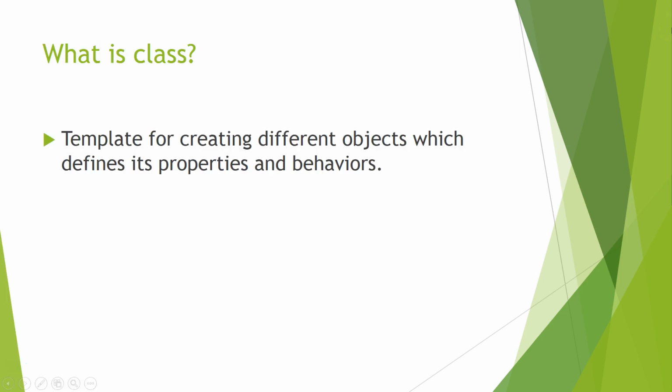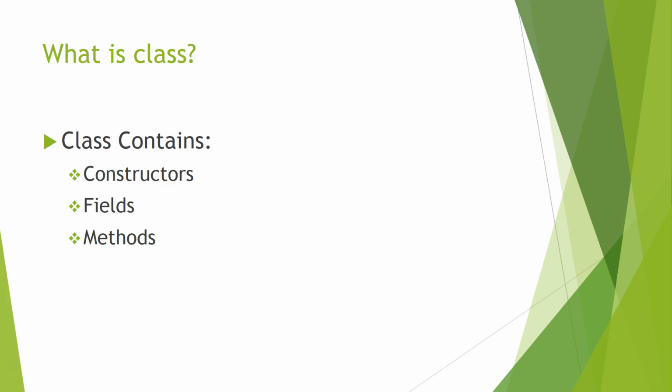A class is a template that holds the properties and behaviors of created objects. As we mentioned in the previous tutorial, the class has a constructor, which we will talk about later, has fields, and has methods.